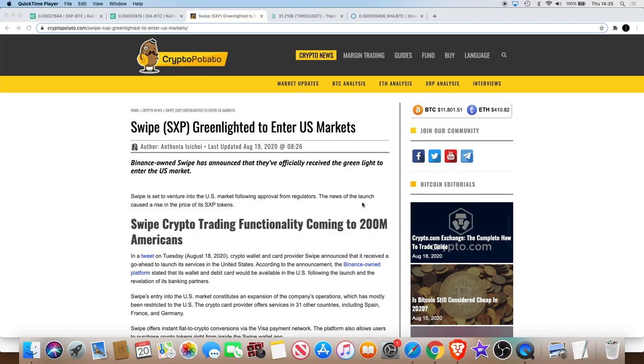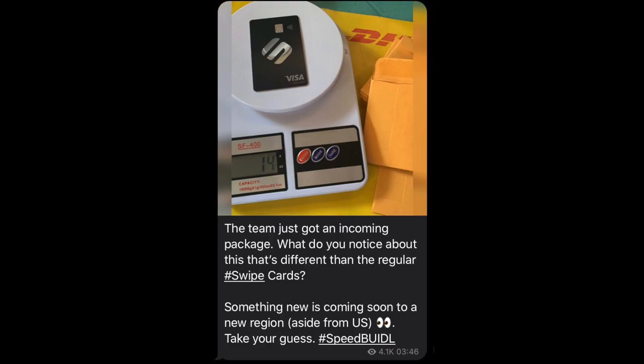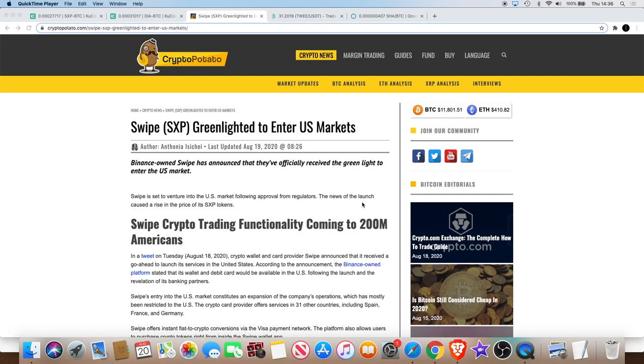Another interesting thing is that they did put another Telegram announcement out to say that they're going to be launching in a region aside from the US as well. We don't know where that is. Who knows where that's going to be? Could it be Dubai or somewhere like that? On the picture, they've got a platinum Visa card. If you zoom in, it's a Visa Platinum Swipe card. That's definitely interesting as well. So we'll have to see what country's next for that.